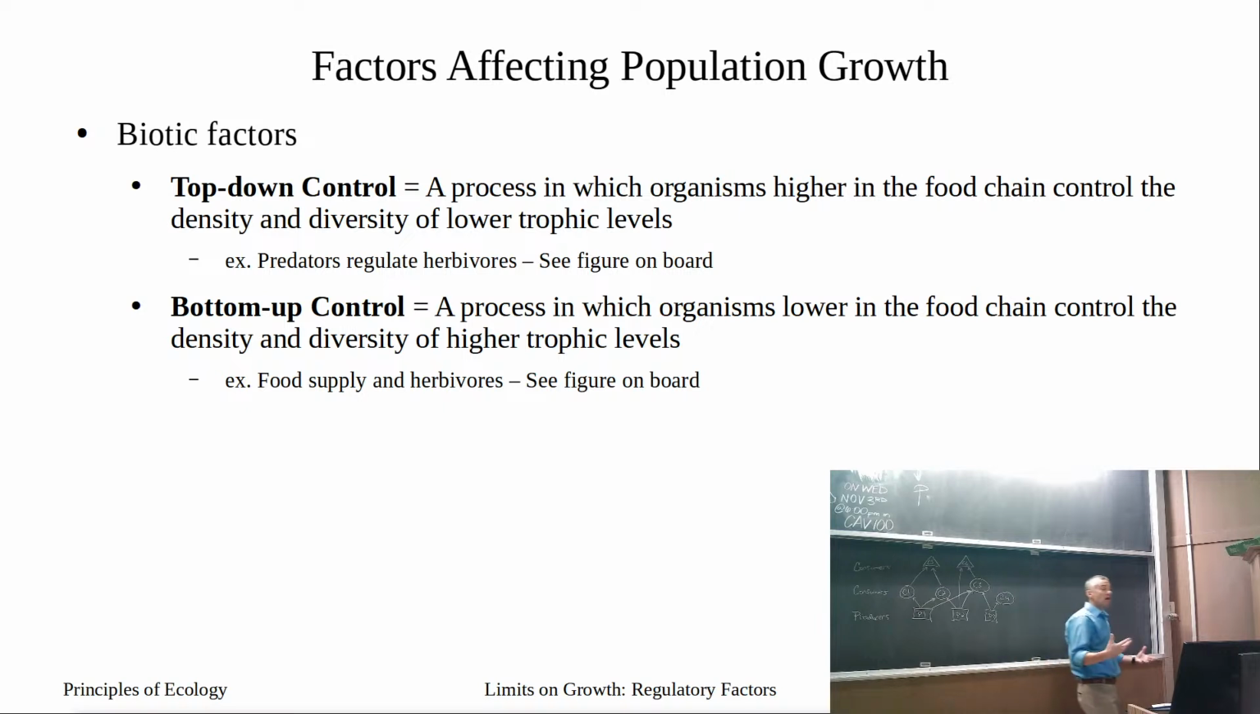So as we're talking about this, we're focused at the population level, but we can also expand it to a community level, to where we have top-down control of the community diversity below it. Or we have bottom-up control that governs the diversity above the producer levels. All right, so just as an FYI, remember, we're presenting this as a population control, but it can also happen at the community level.